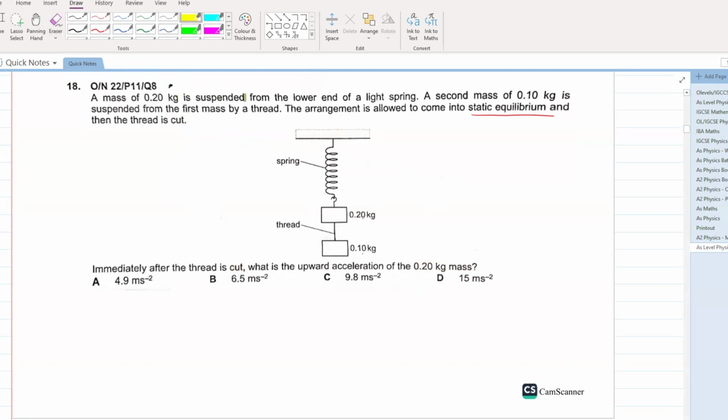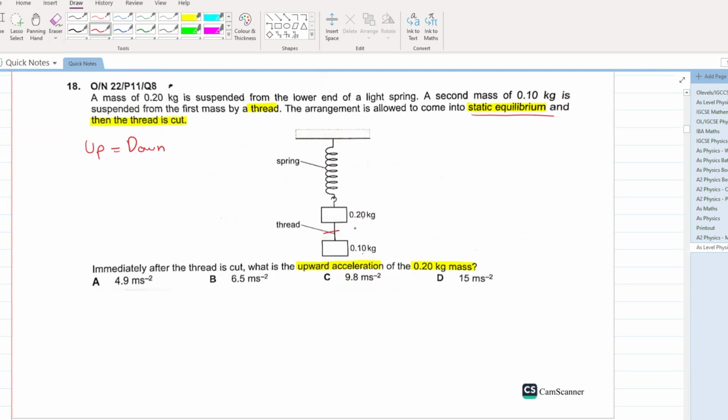A mass of 0.2 kg is suspended from the lower end of a light spring. A second mass of 0.1 kg is suspended from the first mass by a thread. The arrangement is allowed to come into static equilibrium and then the thread is cut. Immediately after the thread is cut, what is the upward acceleration of the 0.2 kg mass? What do we mean by static equilibrium? By static equilibrium, we mean that up forces are equal to down forces.